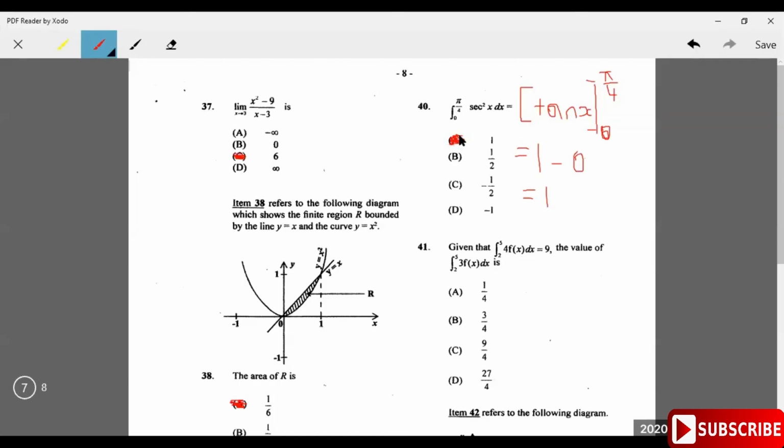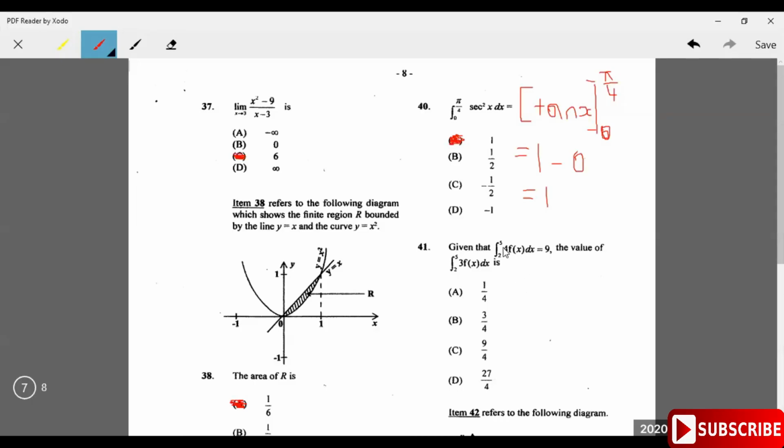All right. Now, question 41. Question 41 is saying, given that the integral from 2 to 5 of f of x is 9, find the value of the integral from 2 to 5 of 3f of x.